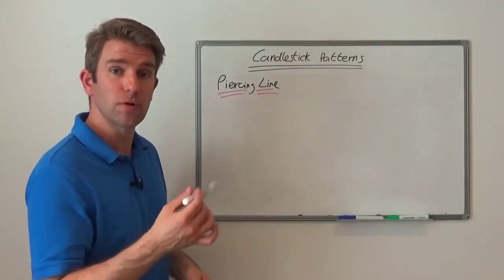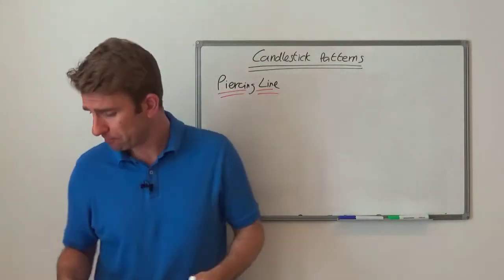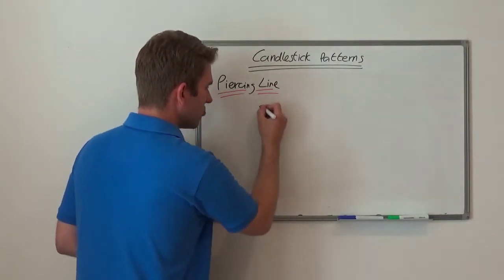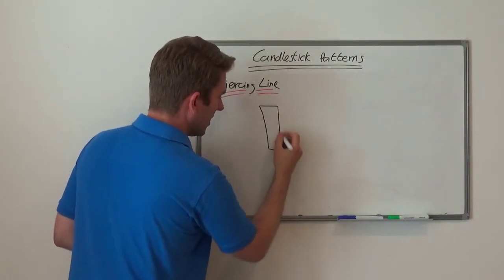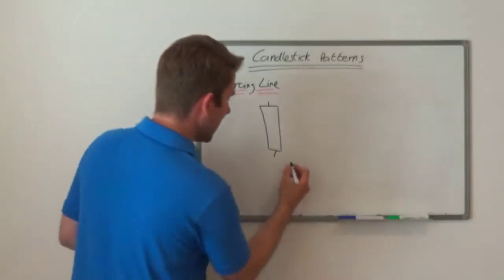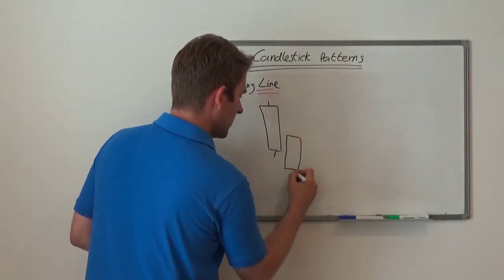Let's draw it on the board. Let's talk about it, and then let's look at the textbook and see if the textbook confirms what we think about it. So the textbook is saying that you have this kind of downtrend, and then you have this candle here, a good strong selling candle. The next day you have this, which is your gap lower.